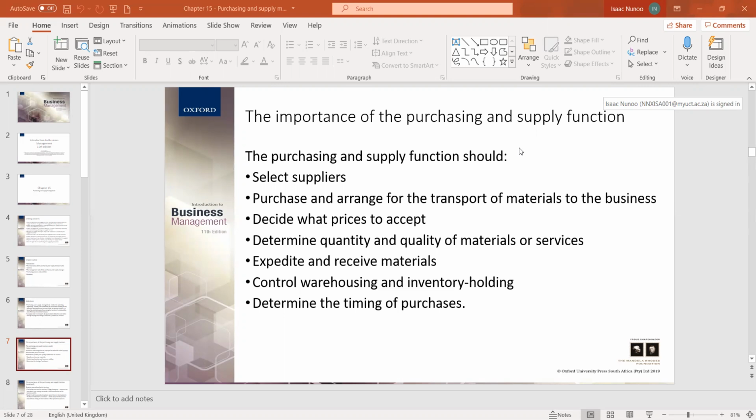Decide what prices to accept. One important function or purpose of purchasing and supply is that there may be several markets in play or several goods and services. Once there are several goods and services and people supplying, what are the prices they are selling at? Because you should be able to also select the price that will help you to make the needed profit, which is the main objective of a business.